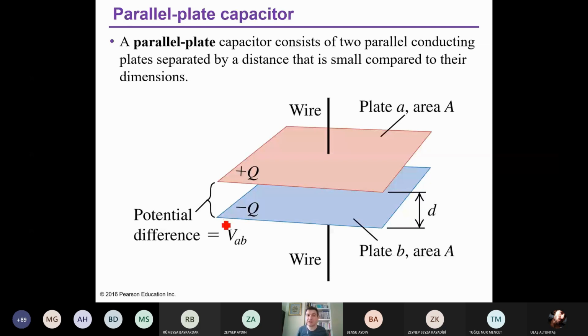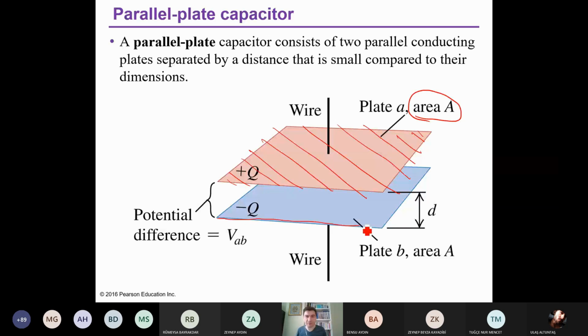You can understand from the name, a parallel plate capacitor consists of two parallel conducting plates separated by a distance, and this distance is very small compared to their dimensions. Here we have the upper plate, charged with positive Q, and it has a certain area A. Here we have the bottom plate, negatively charged with negative Q, and this is the distance between the plates. This distance is small compared to their dimensions. And this is the potential difference between the parallel plates.